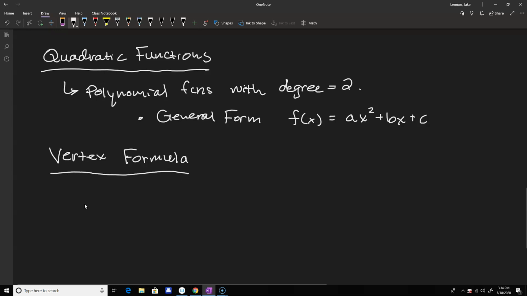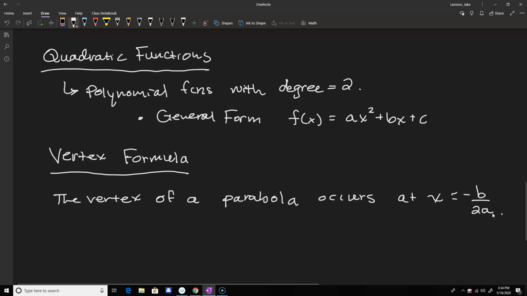The vertex formula says the vertex of a parabola, which is the name for the graph of a quadratic function, occurs at, given the general form above, x equals minus b over 2a. The y-coordinate still has to be determined, but basically you find the x-coordinate of the vertex and then just plug that into the formula for your function. It's not worth trying to get a formula for the y value and memorizing that when the formula for finding the x-coordinate is so simple.